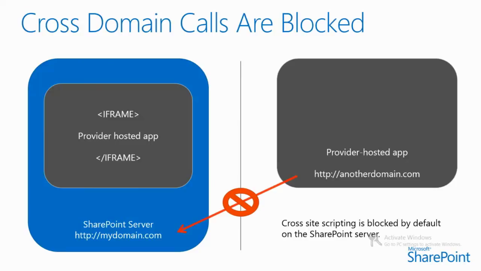So the idea here is the following. You have installed your app. It's been deployed onto a domain called anotherdomain.com. It's a provider-hosted application. You've installed it into the SharePoint server that is called mydomain.com. When your application gets executed, it's actually executing inside of an iframe. So SharePoint, especially if it's an app part, creates an iframe running off of its domain, and it loads your page up into that iframe. If you try to communicate using JavaScript from your machine back to that domain, you're going to get cross-site scripting problems. That's pretty much the way it goes.